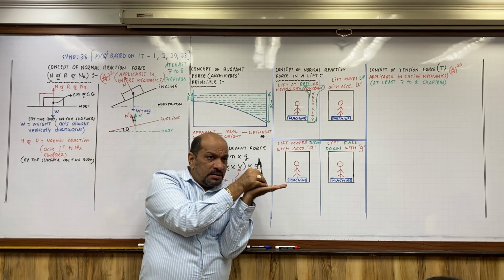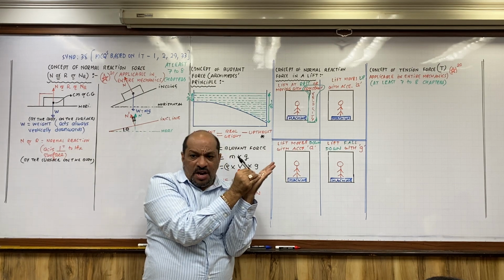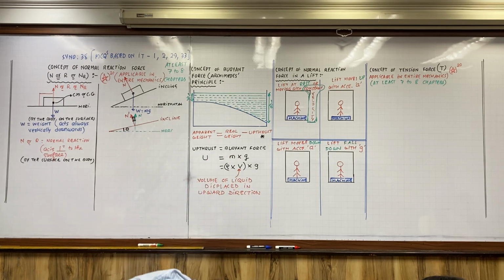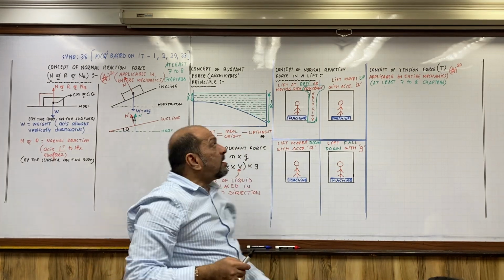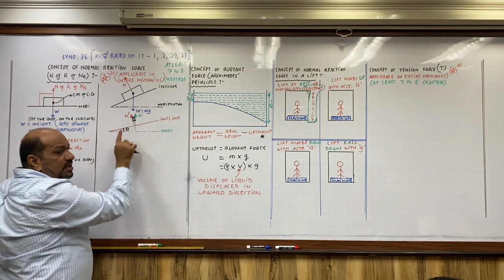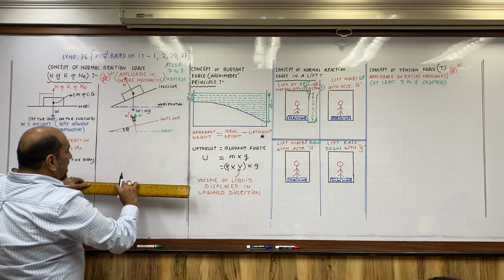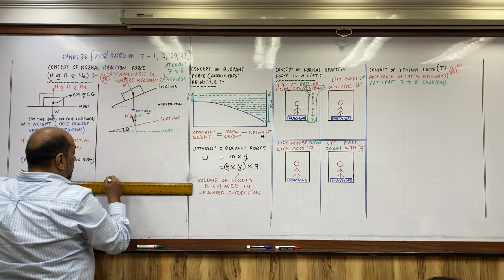If my palm is inclined through 45 degrees, the normal reaction vector is also inclined through 45 degrees. That means by whatever angle the road is inclined, the normal reaction is inclined by the same angle. And this is going to help us in understanding resolution of a vector.